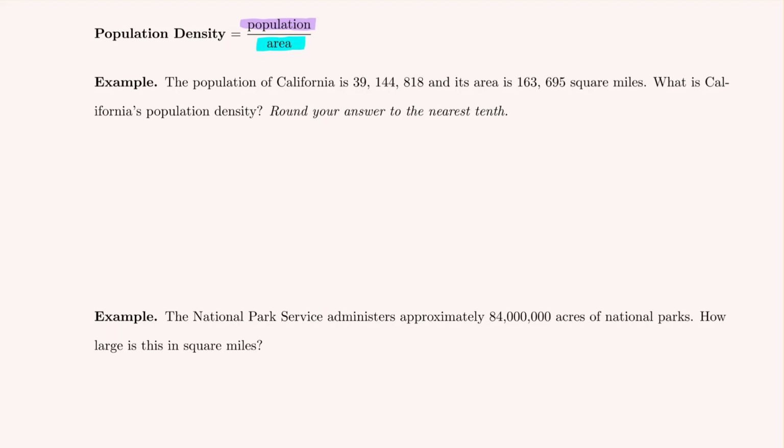So in our first example, we have the population of California at this time period was 39,144,818, and its area was or is 163,695 square miles. Now, based on this, what's the overall population density for California? And we do need to round our answer to the nearest tenth.